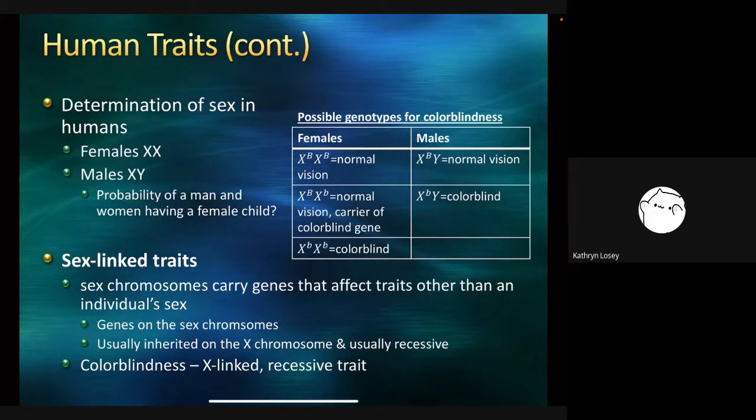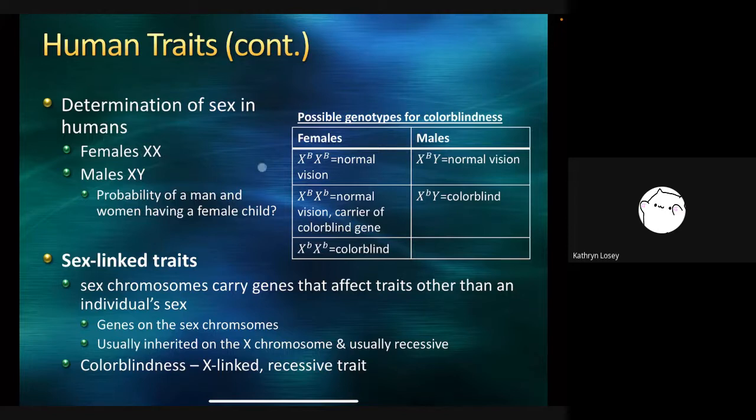All right, so then they talk about sex-linked traits, and in this one, they are talking about color blindness. Sex chromosomes carry genes that affect traits other than an individual's sex. They are carried on the sex chromosomes, and they're usually inherited on the X chromosome and usually recessive. So color blindness is an X-linked recessive trait.